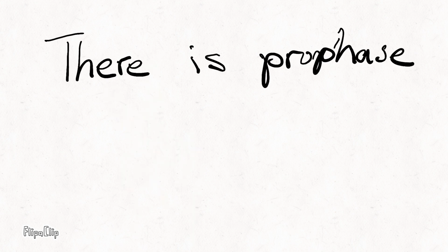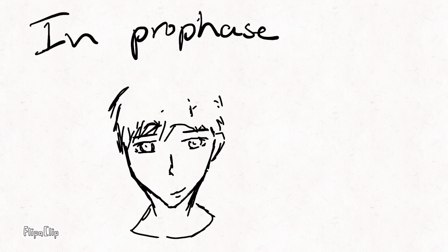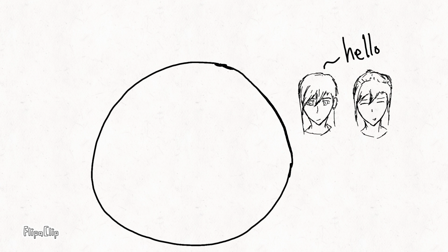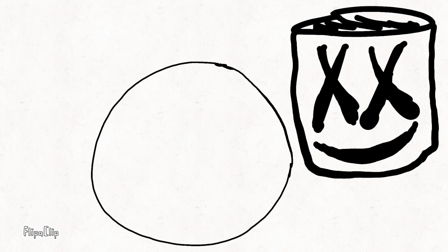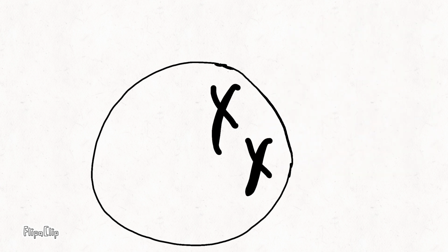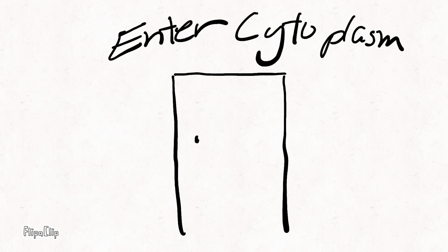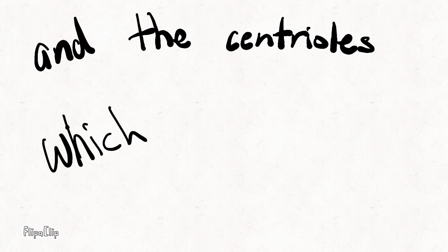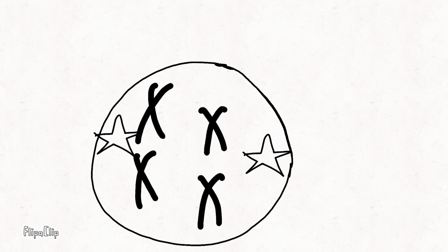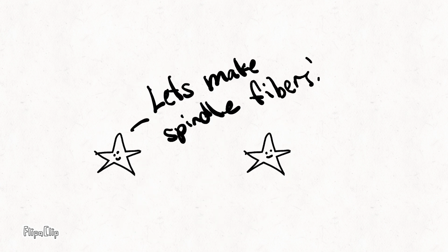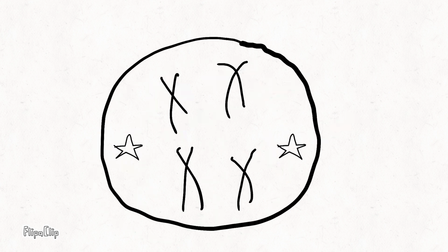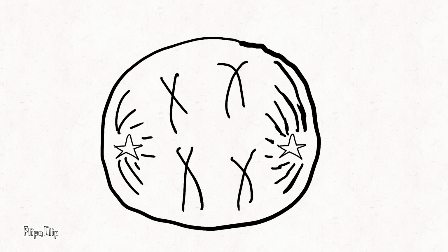Second, there's prophase. In prophase, sister chromatids are formed like an X near the middle of the cell. Chromosomes enter the cytoplasm, and the centrioles, which are star-shaped, move to opposite poles of the cell and start to form spindle fibers. The spindle fibers will slowly form a spindle.